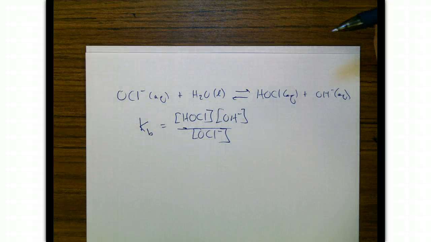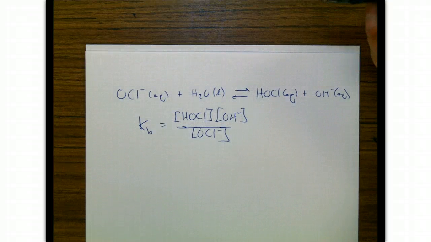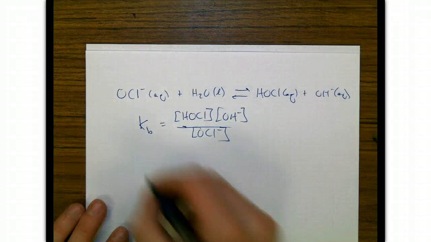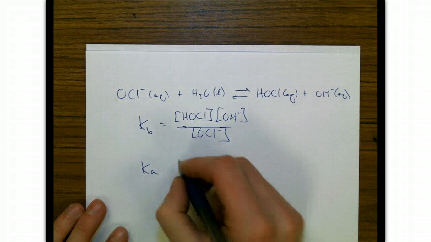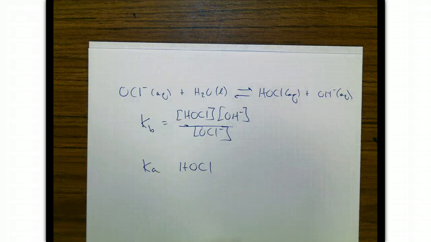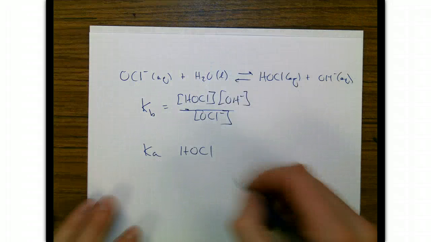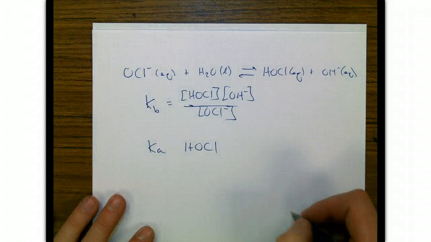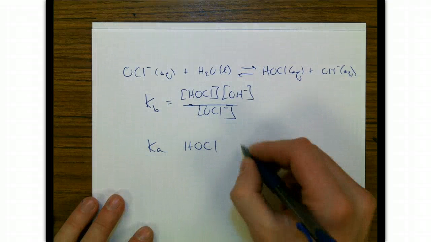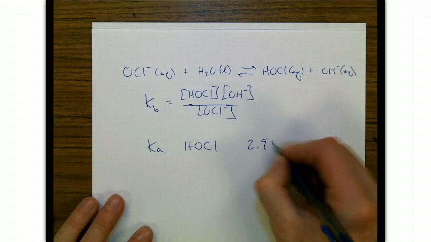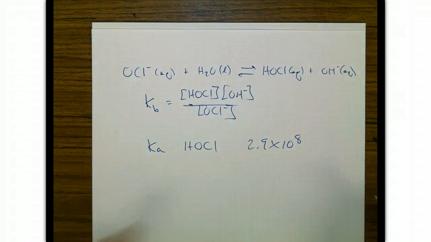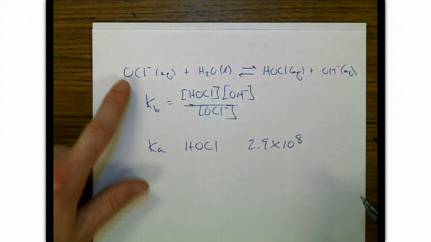Alright, moving on. Now the next part is to calculate the equilibrium constant. Well, conveniently, we've been given Ka specifically for HOCl in the previous problem. And that value is right here, which is 2.9 times 10 to the negative 8. So if I know that Ka for HOCl is 2.9 times 10 to the negative 8, what I need to do is figure out Kb for OCl minus.